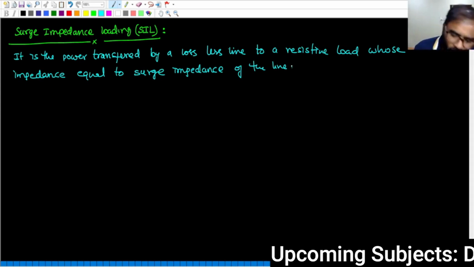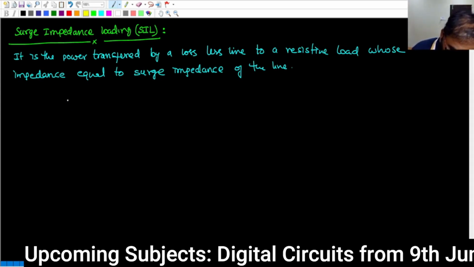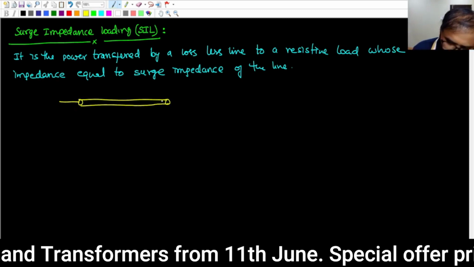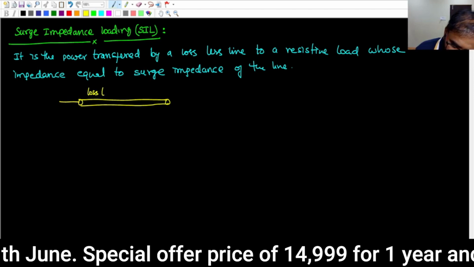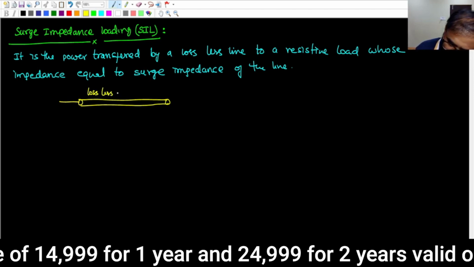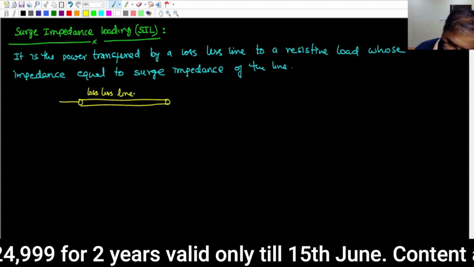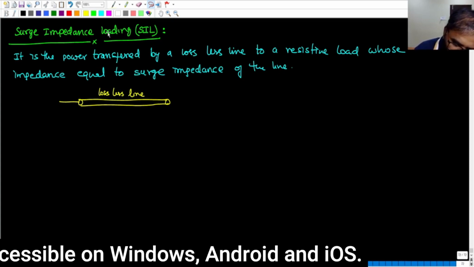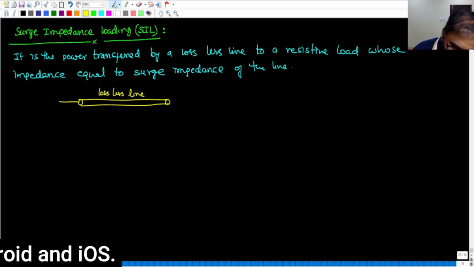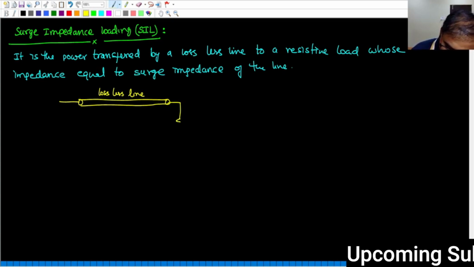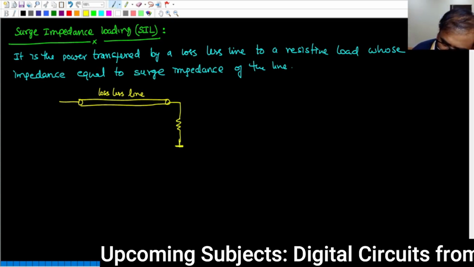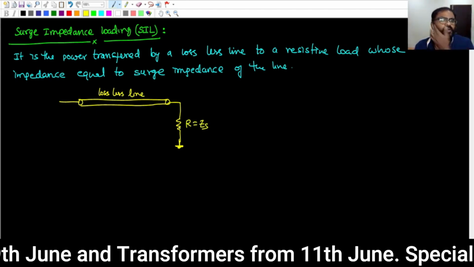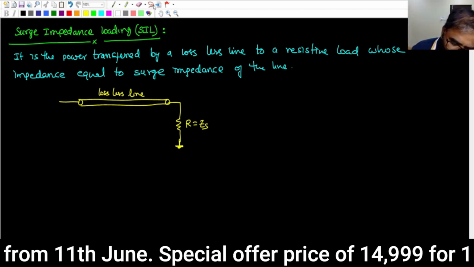Okay, so careful. Surge impedance loading, we are defining for a lossless line or a lossy line? A lossless line. Let's say this is our lossless line. Now we are connecting a load at the receiving end whose impedance is resistive. Why am I showing resistance? Because surge impedance is purely resistive. Correct or not? Clear?